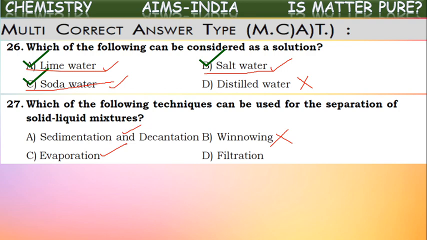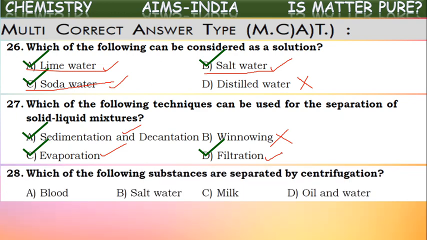Next, filtration. Where is this filtration used? In the filtration process also, we separate insoluble solid substance from a liquid. So here also a solid liquid mixture is separated. Now sedimentation and decantation, evaporation and filtration. In these three processes, we can separate solid liquid mixtures. But winnowing is used for separation of solid mixtures. Except that, the remaining three will come under correct answers. Okay, next one.